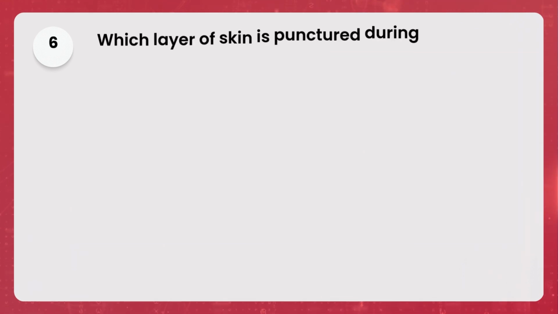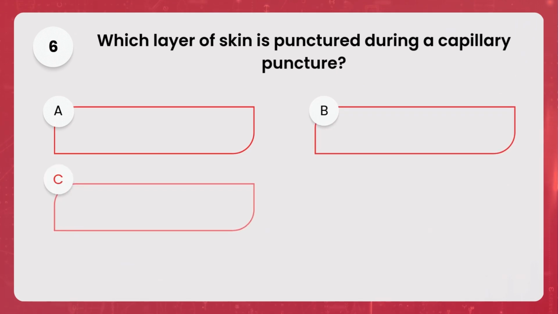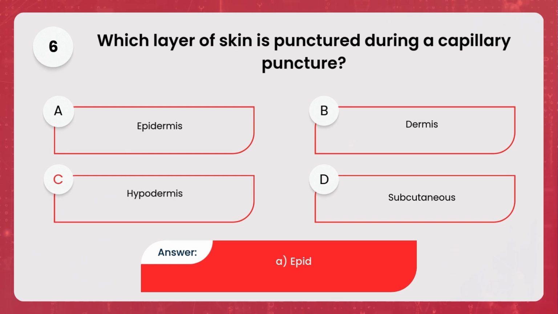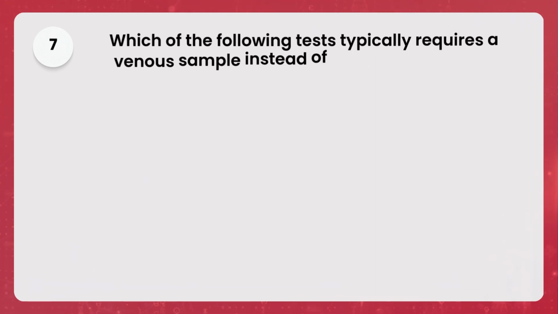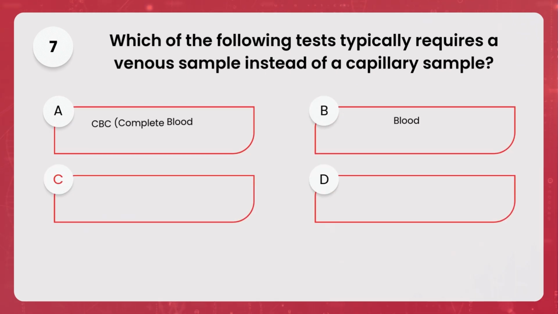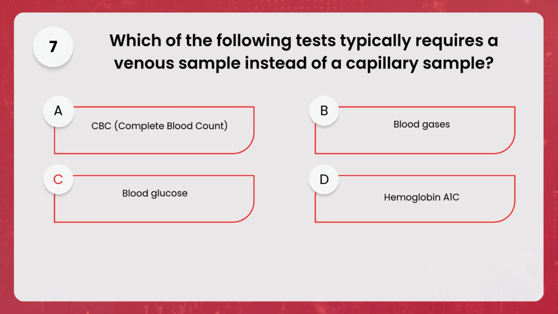Number 6. Which layer of skin is punctured during a capillary puncture? A. Epidermis, B. Dermis, C. Hypodermis, or D. Subcutaneous? The answer is A. Epidermis.